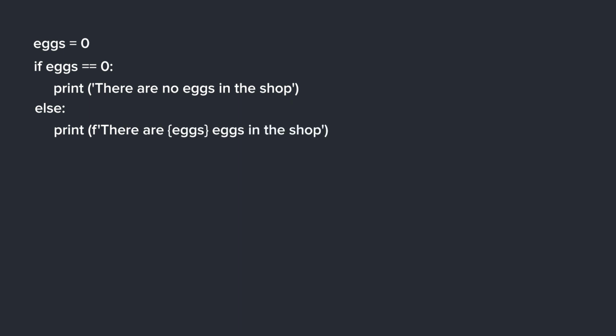We can also use multiple if-else statements in a single code. For example, if we want to check if there are eggs in a store, we could write the following code. In this example, the initial value of egg packs is 0. So the first if statement is executed and the message "there are no eggs in the shop" is printed. If we change the value of egg packs to 12, the second statement will be executed and the message "there are 12 eggs in the shop" will be printed.